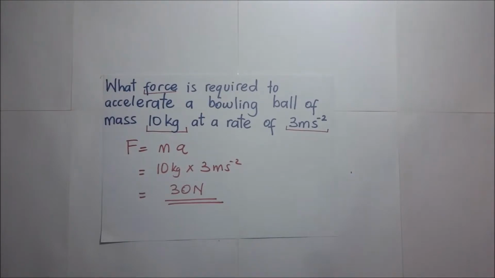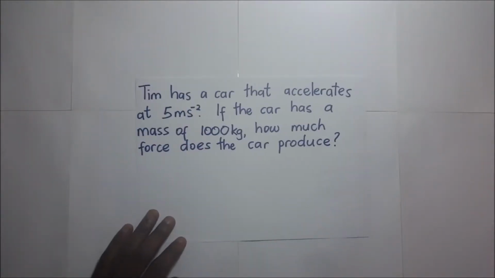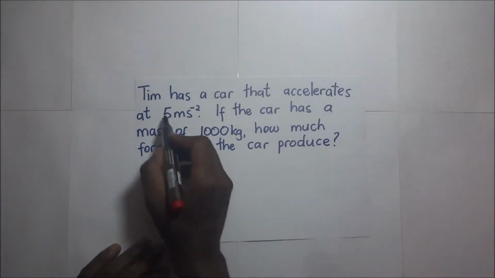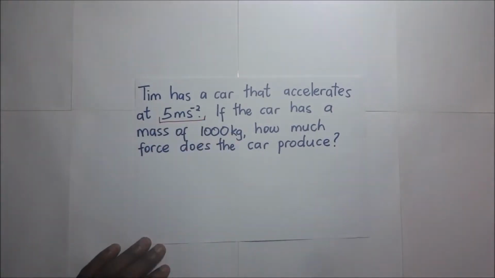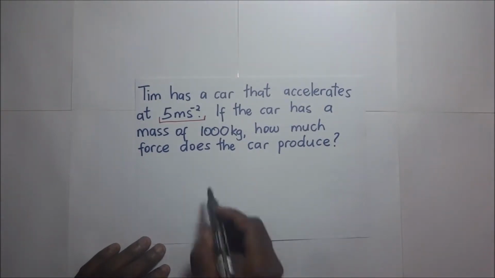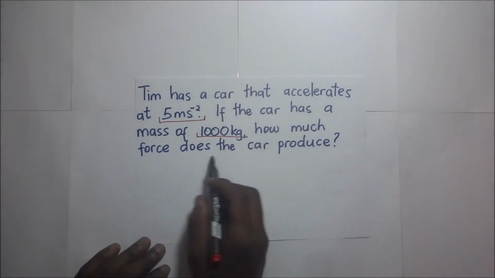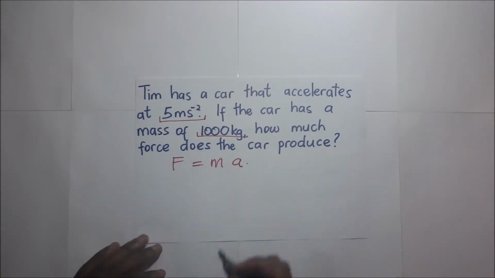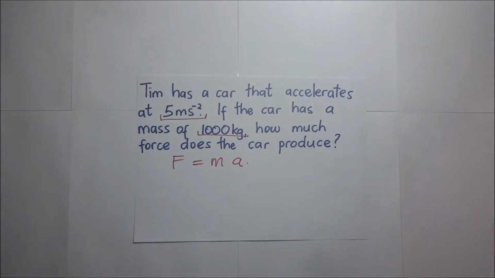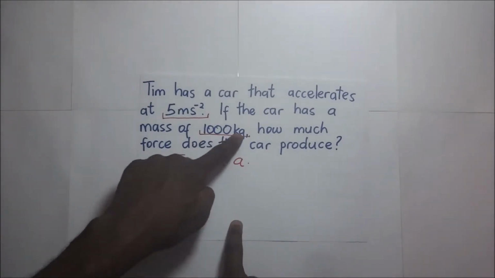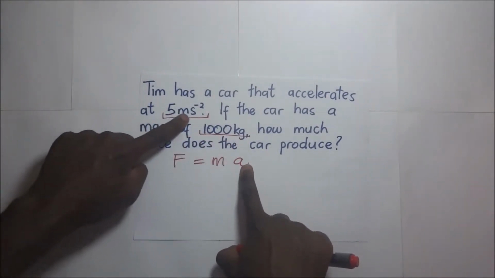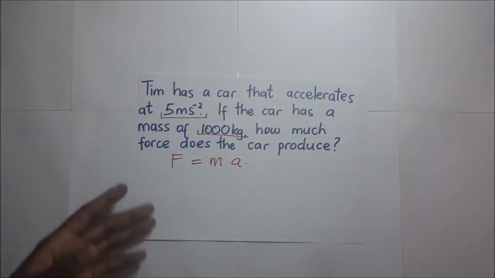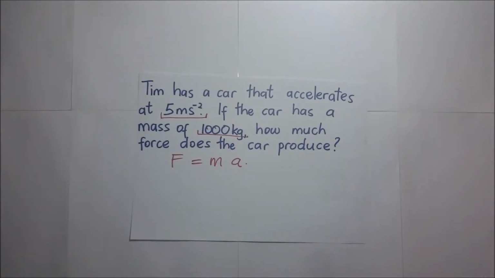So moving on to our third. This is more like the previous ones. We're being told that Tim has a car that accelerates at 5 meters per second squared. If the car has a mass of 1,000 kilograms, how much force does the car produce? Again, force is equal to mass times acceleration. This question is more like the previous ones. Our mass is 1,000 kilograms and our acceleration is 5 meters per second squared. So definitely when you multiply those two, you're able to get the answer. I will leave you to do that for yourself as you go into the next number.